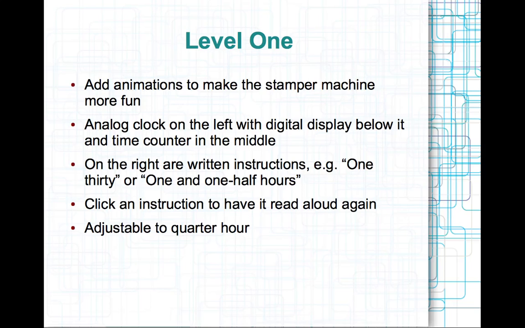Also, for the first level, I would put an analog clock on the left with a digital display below it, and then a time counter in the middle, and on the right I would have the instructions. So you have to set the clock to 1:30 or set the time counter to 1.5 hours. And you could click on those to have it read aloud again, which I don't think is available in the game as it is. And for this level, the clocks would be adjustable to the quarter hour, just as they are on the 3rd level in the original game.